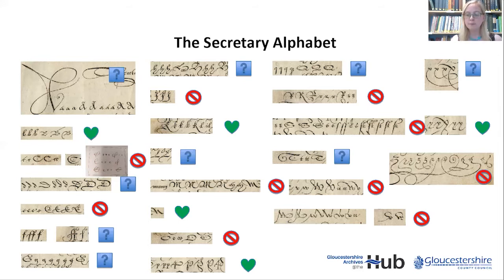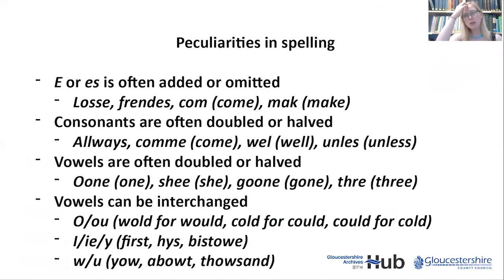Right, I'm going to move on. I'm just going to whiz through these next slides, just giving you a few examples of peculiarities in spelling, because we'll find loads of them as you work through documents. So these are just a few common ones to look out for. So you could have an addition or an omission of E or ES. So we'll have loss, obviously with an extra E at the end, friends, it's completely spelt wrong, but you wouldn't put that E in. And then the omission of the E in income or make.